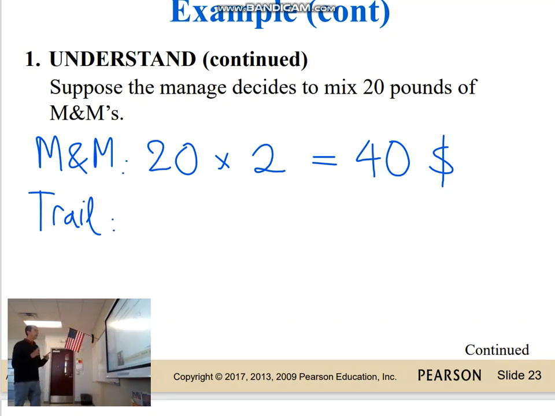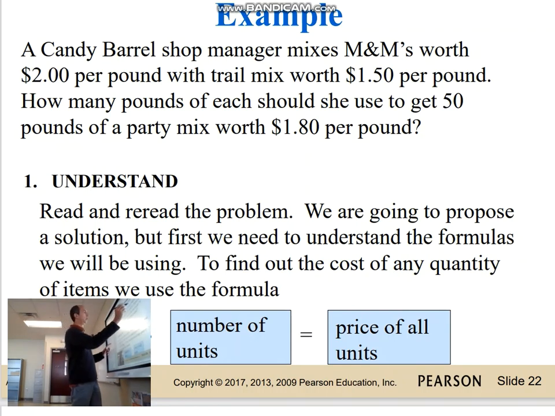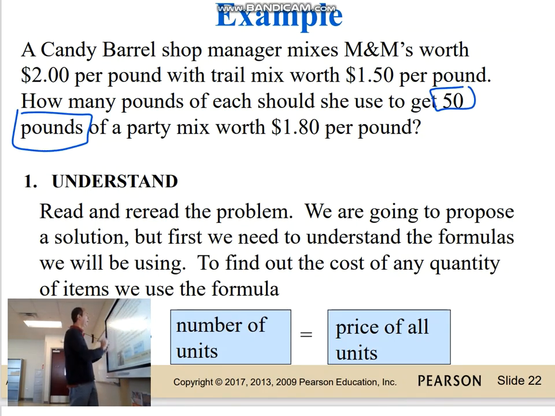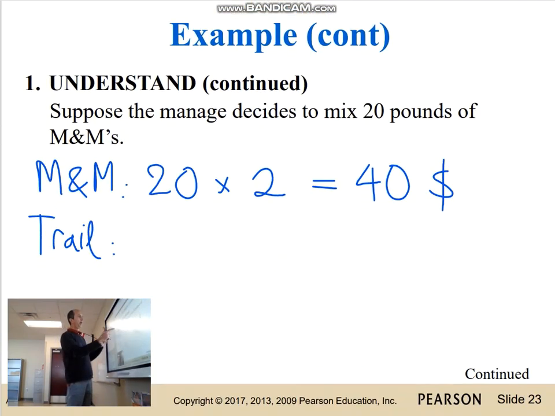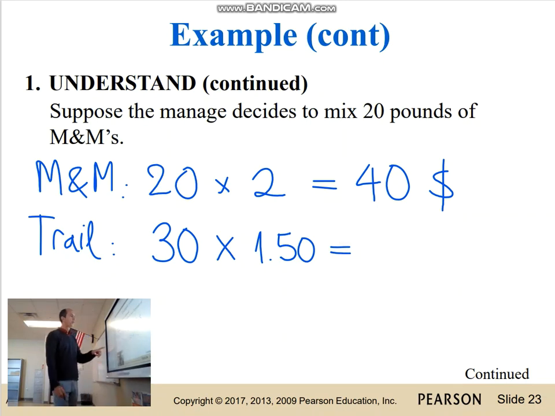If the total mixture is 50 pounds, right? So we have 20 pounds plus 30 pounds, and the price of the trail mix is $1.50. So we're going to have a total price of $45.